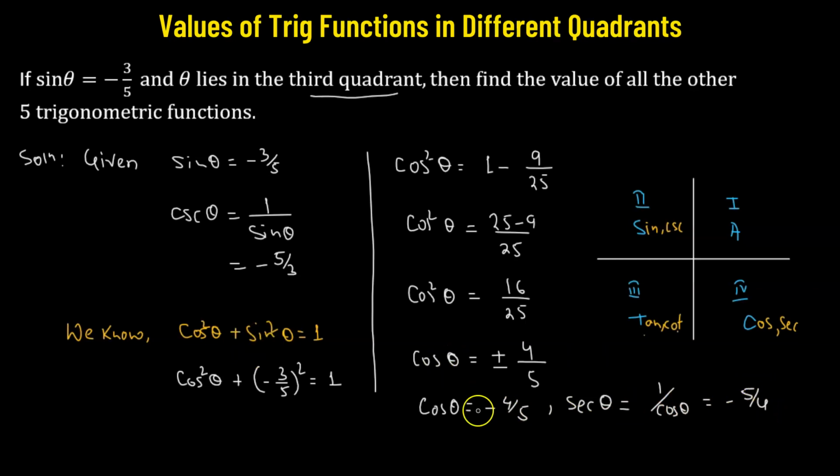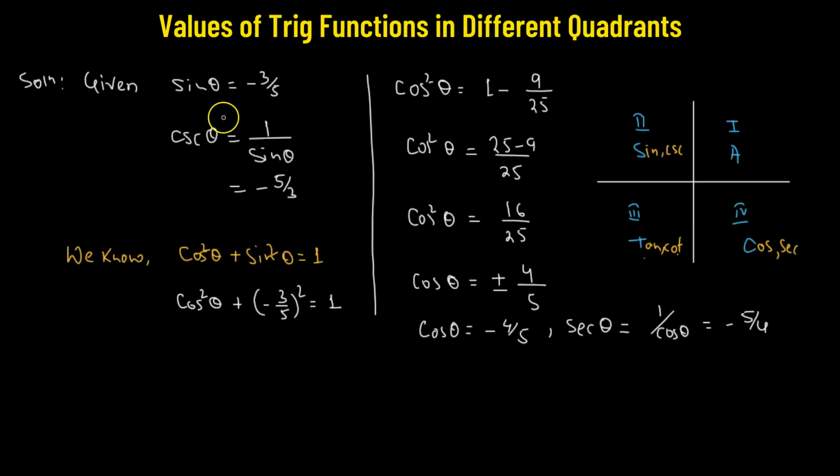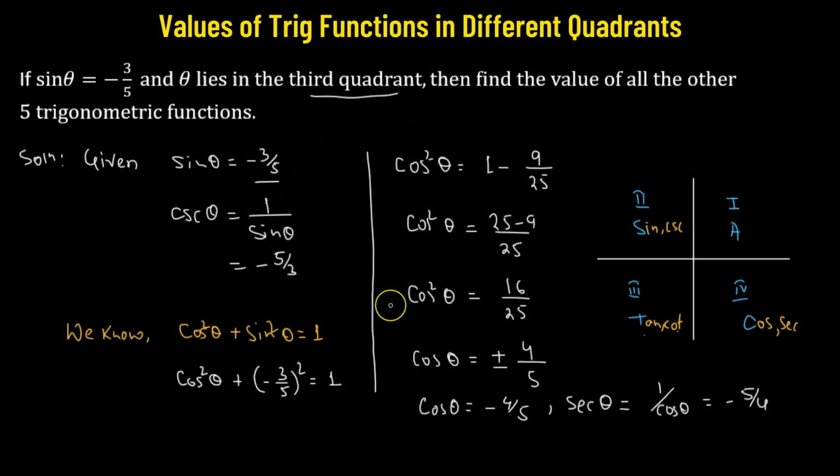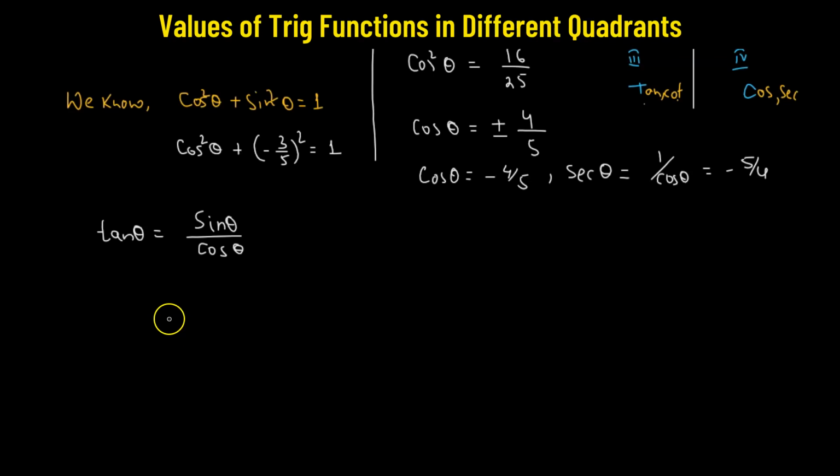So we have obtained the value of cosecant and secant theta. We can use sine theta and cosine theta to find out the value of tangent theta. Let's do that. We know that tangent theta is defined as the ratio of sine theta to that of cosine theta. So we will use the value of sine theta, which is negative 3 over 5, divided by cosine theta, which is negative 4 over 5. Solving this, we're going to get positive 3 over 4. So this is going to be the value of tangent theta.